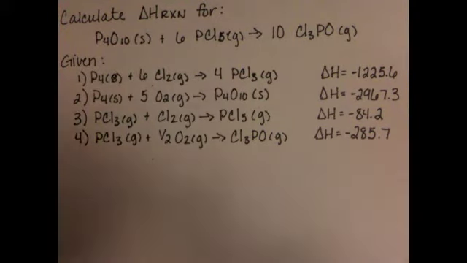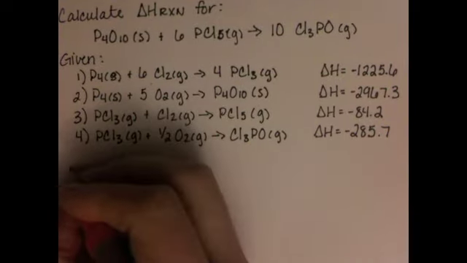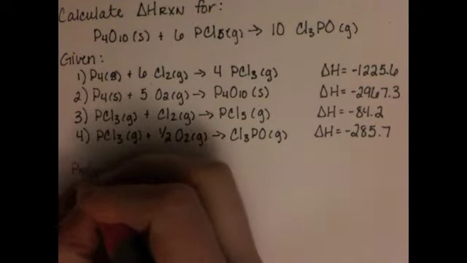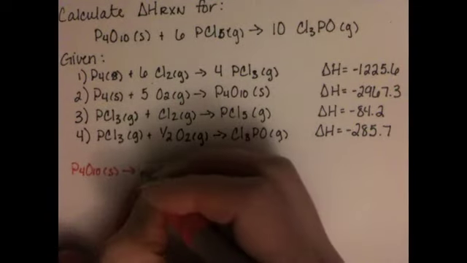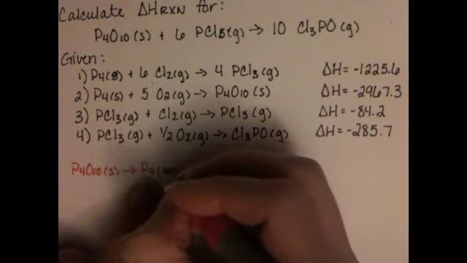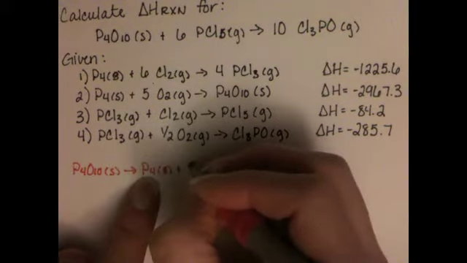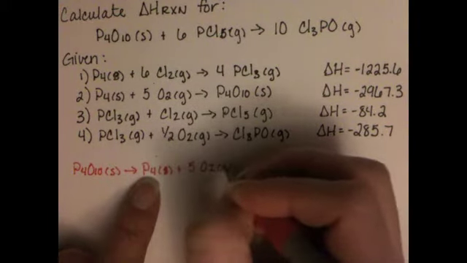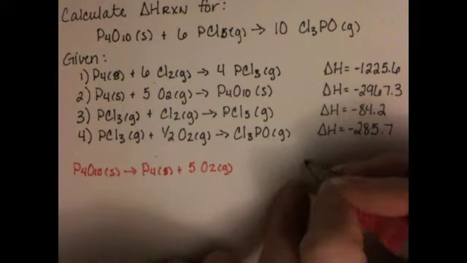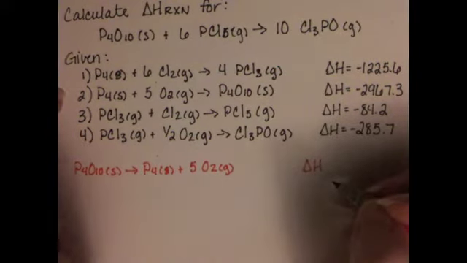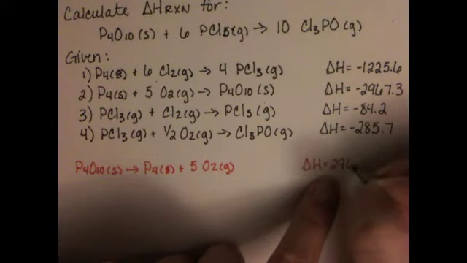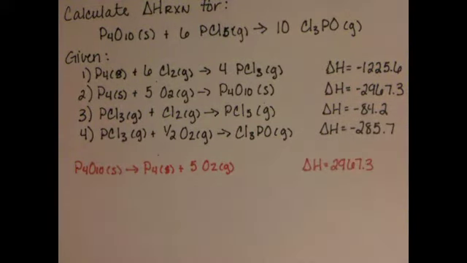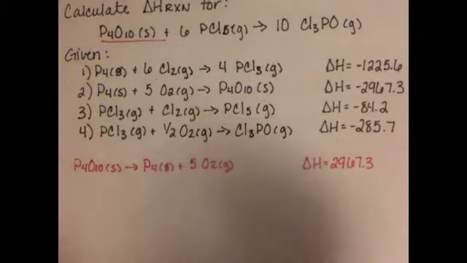So we are going to have P4O10 solid produces P4 solid plus 5 O2 gas. And the delta H for that, remember, because we reversed it, the sign of delta H reverses, and it's 2,967.3, not negative. So that's our first reactant.